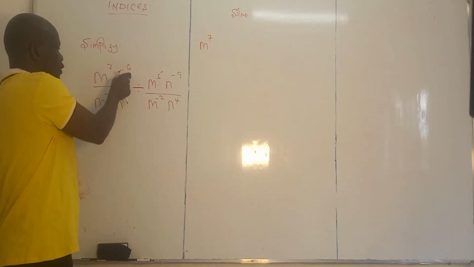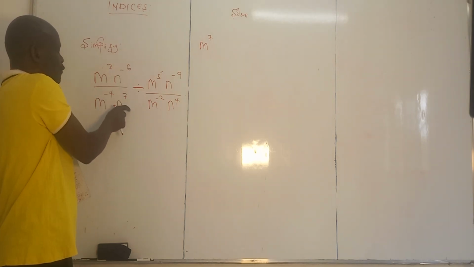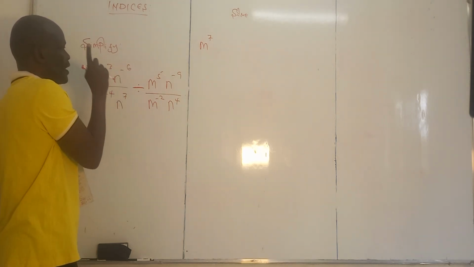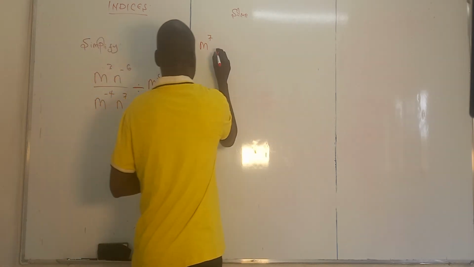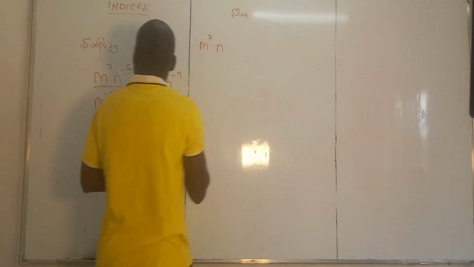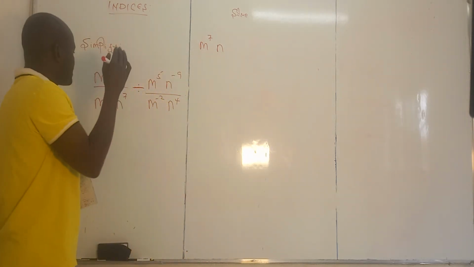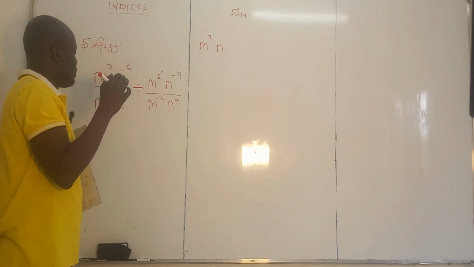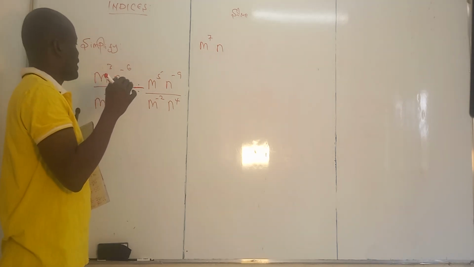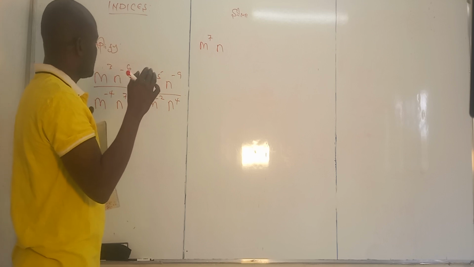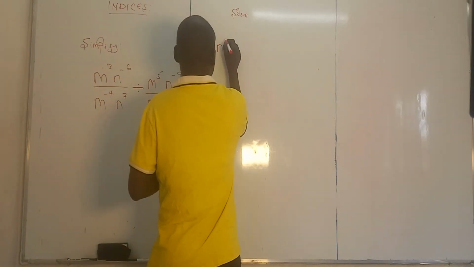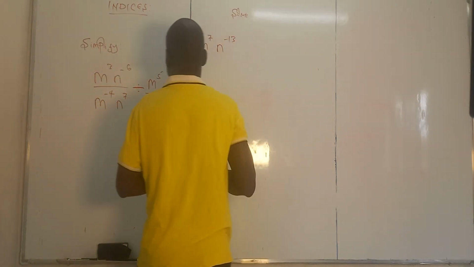Now I want to take care of n. I want to take care of n itself because there's this divisor here. So I'll first write n, but it's now minus 6 minus 7. Minus 6 minus 7, that's minus 13. So I get minus 13.